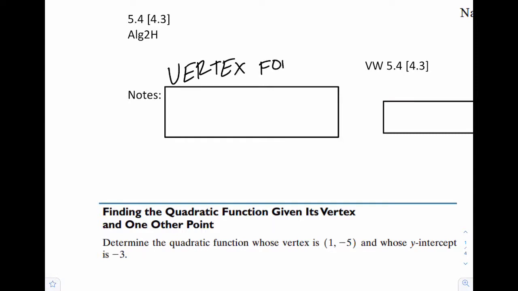This is the most useful form of a quadratic. y equals a, x minus h squared plus k, where your vertex is h comma k. And again, it's very useful because you can easily graph it and you can see the vertex right there.